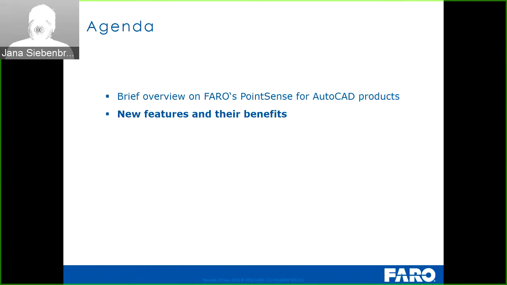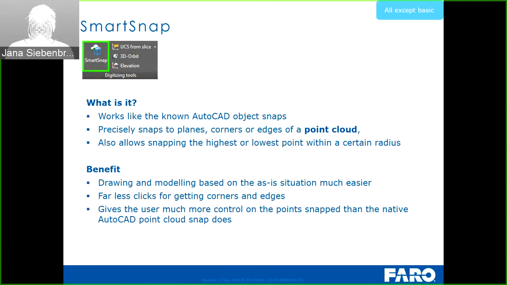All right. So much for the brief overview. Let's have a look at the new features and their benefits for you. The first feature I would like to mention is the Smart Snap, which is really new in version 17.5. It works like the known AutoCAD object snaps. With it, you can precisely snap to planes, corners, and edges of a point cloud. And we also have options that allow you to snap to the highest or lowest point within a certain search radius.